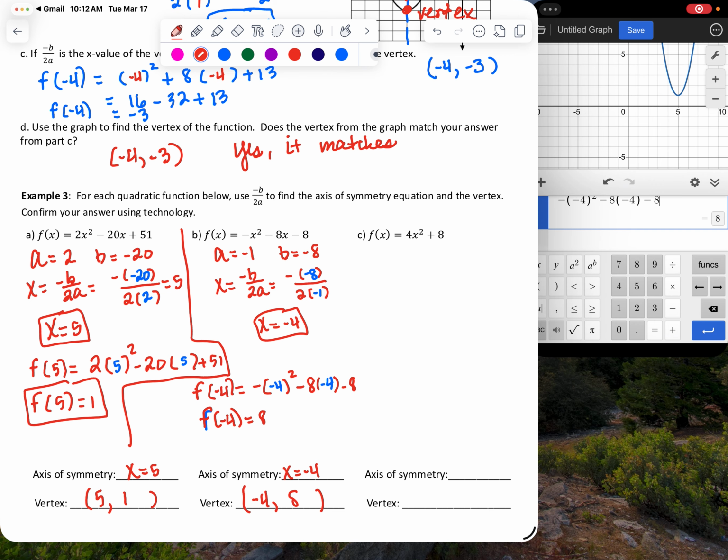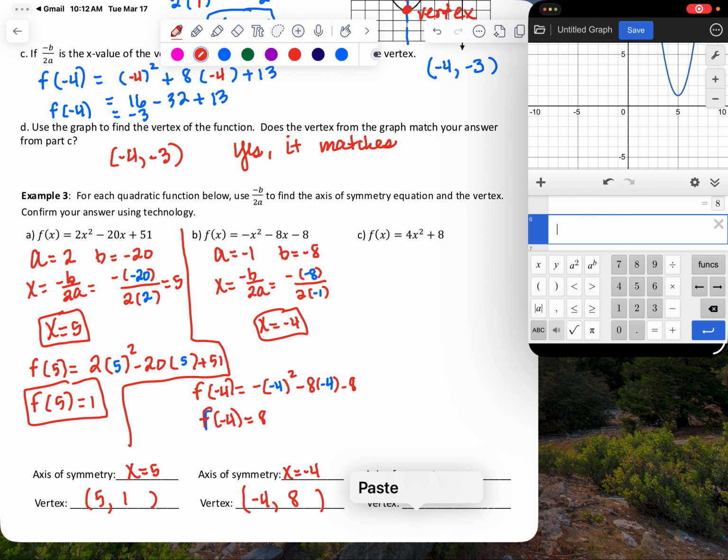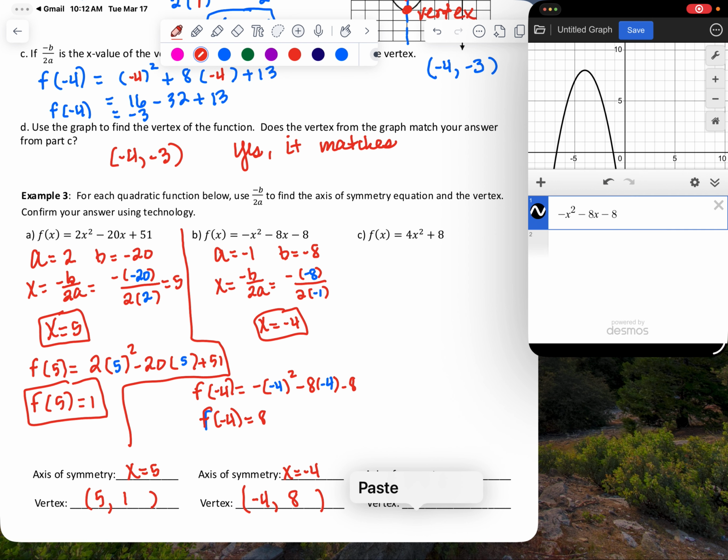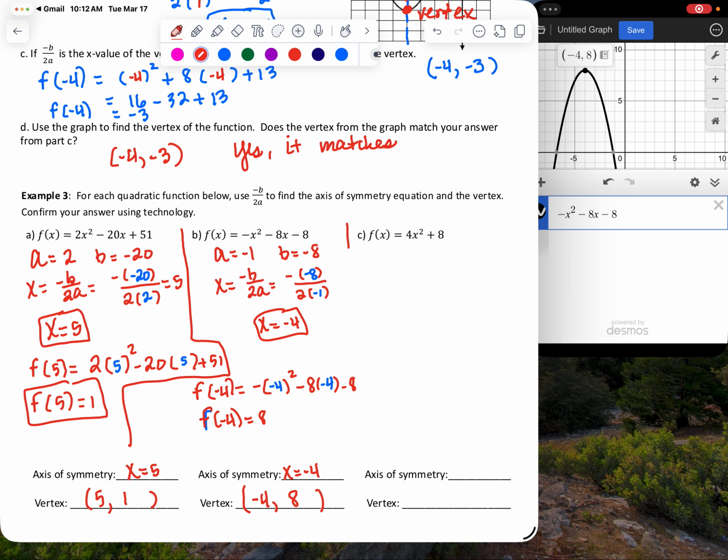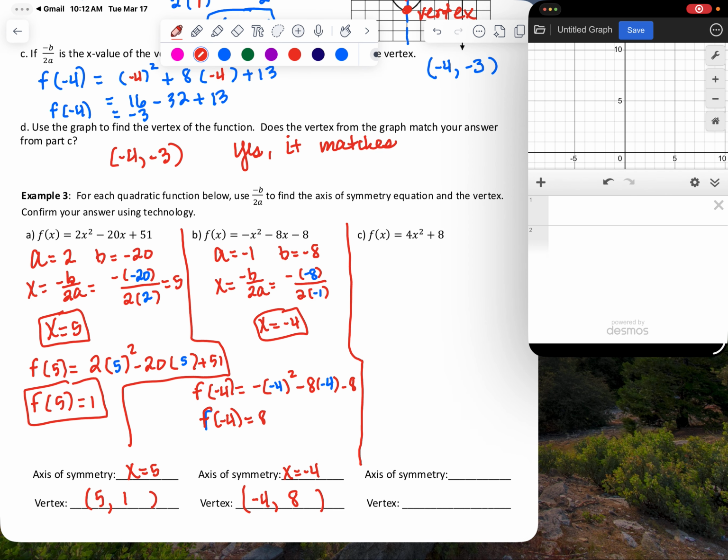All right. Now, the question said to check this graphically. So let me erase our other parabola here. So our original function was negative x squared minus 8x minus 8. Zoom out here and click on the vertex. Negative 4, positive 8. Excellent. All right, pause the video and try problem C on your own. All right, welcome back. Let's see how you did.